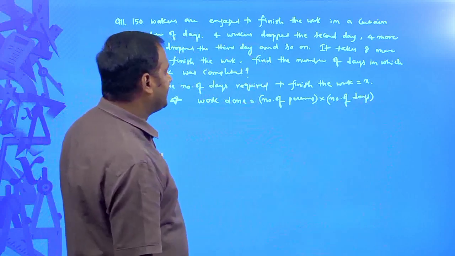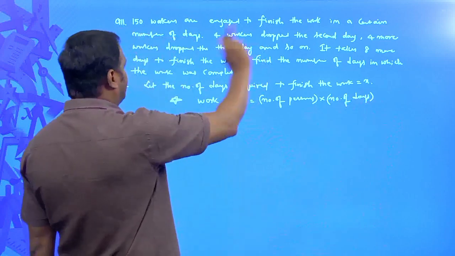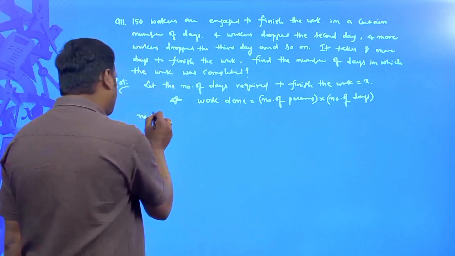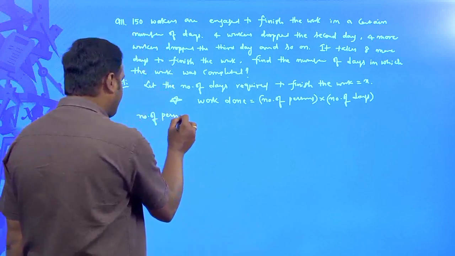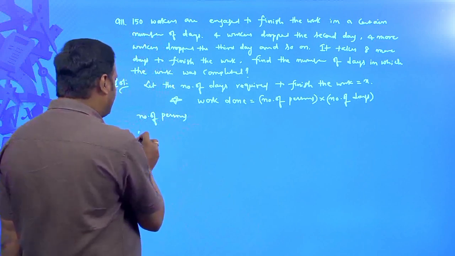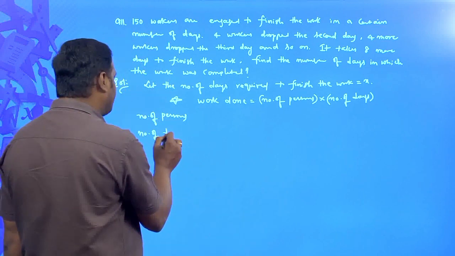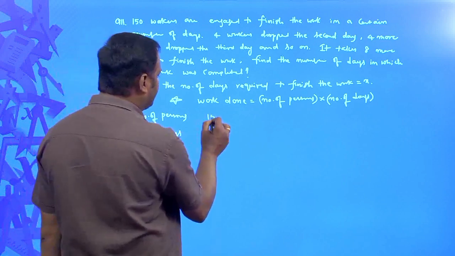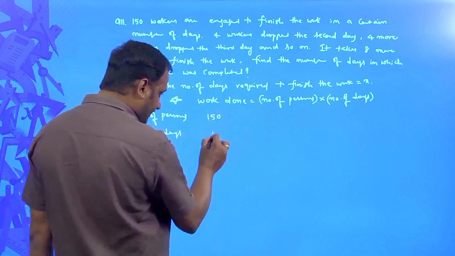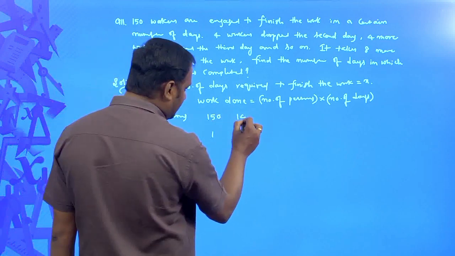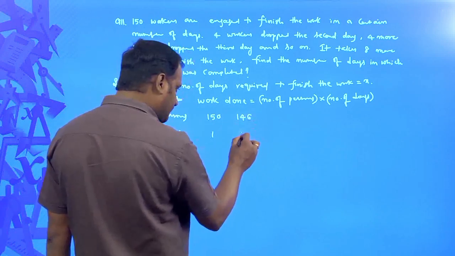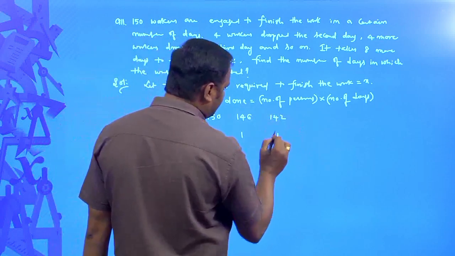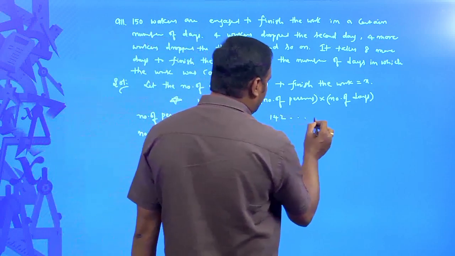Number of persons multiplied by number of days would be the total work. Now, what am I going to take here? I will take first the number of workers, number of persons, and then the number of days that they are doing the work. The very first day we have 150 members, they worked for 1 day, and then the next day there are 146 workers, they also worked for 1 day. The next day 142 workers are there, they also work for 1 day, and so on.